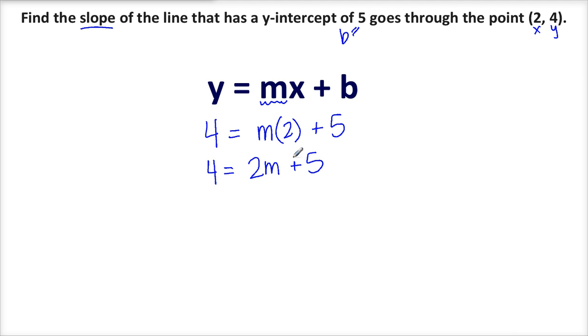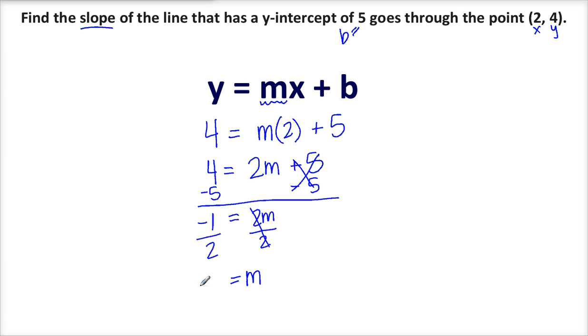So I have this plus 5 over here that I need to get rid of first. So I'm going to subtract 5. That's the 0 pair with a positive 5. So subtract 5 on both sides. 4 minus 5 is a negative 1. I still have 2m on this side, and then the 5 and the negative 5, that's the 0 pair that cancels out. Now I have a negative 1 equals 2m. I'm going to divide both sides into 2 equal groups. And let's see, these 2's will cancel each other out and just leave me with m equals negative 1/2.